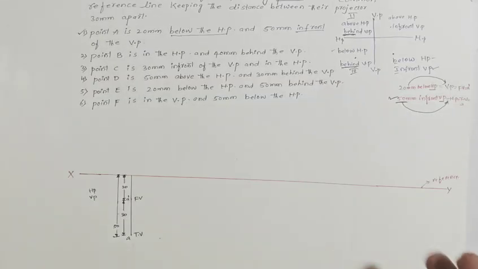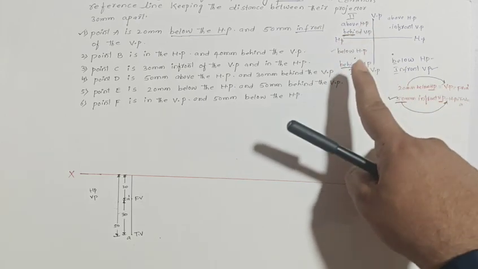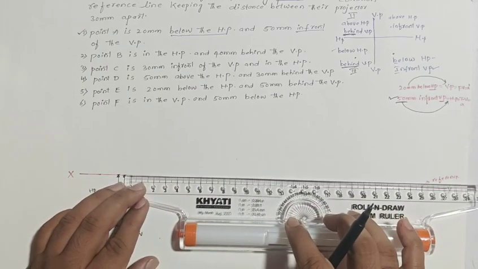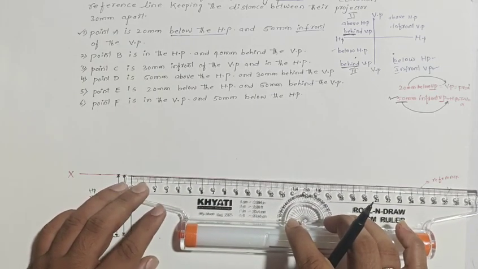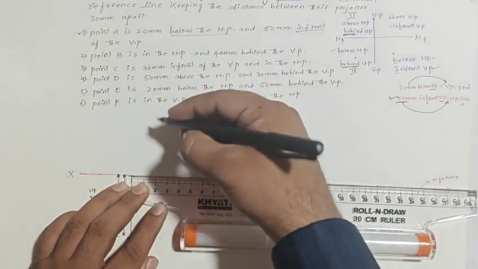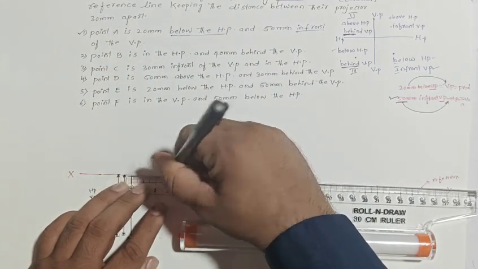So you can take any one. It is your choice. You can choose the second quadrant or third quadrant. You will get the same answer. Clear? Then apart from that, we have to maintain the distance of 30 mm each, because in the question itself 30 mm apart is given from this point.